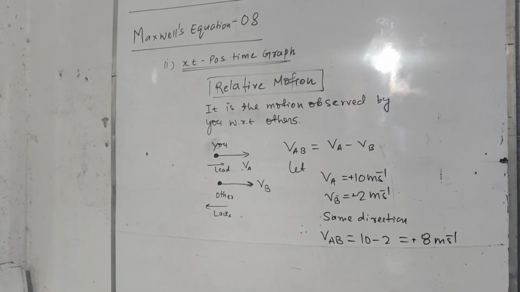So here is our eighth video in our Maxwell equation series. In the last video, we discussed the position-time graph, and another graph that we need to discuss is the velocity-time graph. But to complete this topic, we have to have knowledge about relative motion.